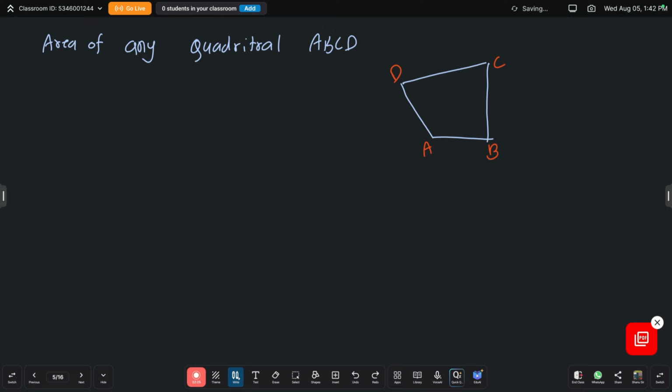Just join the two diagonals. This is one diagonal and this is the other diagonal. Suppose D1 is one diagonal and this is the D2 diagonal. So the area is 1 upon 2 mod of D1 cross D2. This is for any quadrilateral. And do not worry about direction. We can take AC vector as D1 or CA vector as D1, because area means a positive quantity. So whether AC or CA, the mod will eat that negative sign.